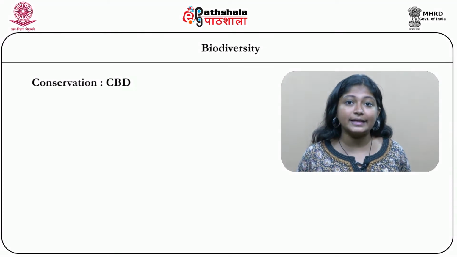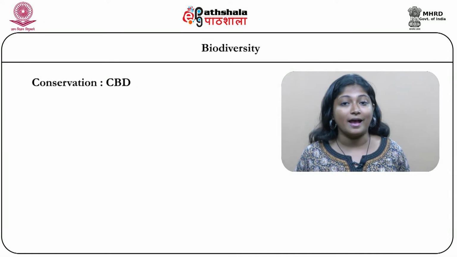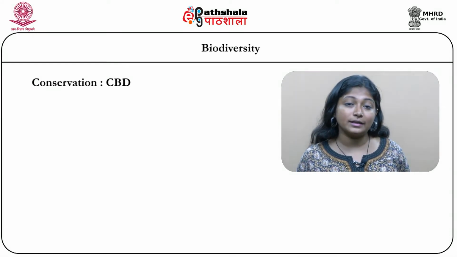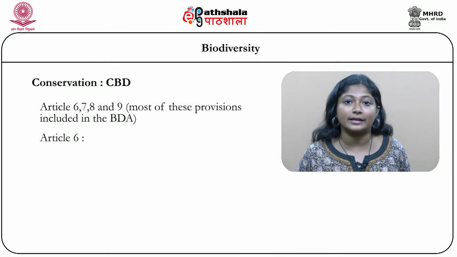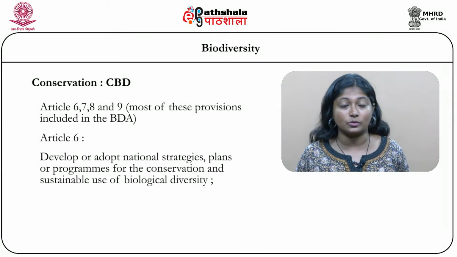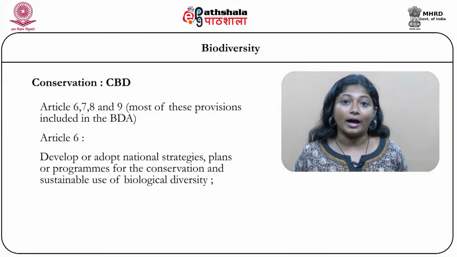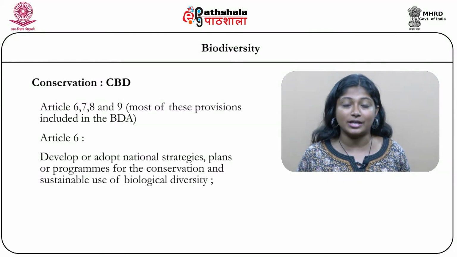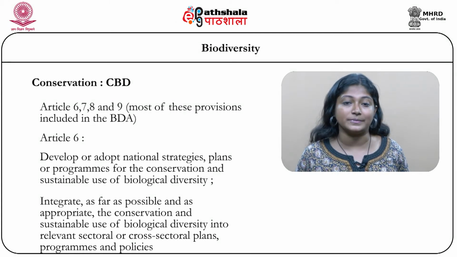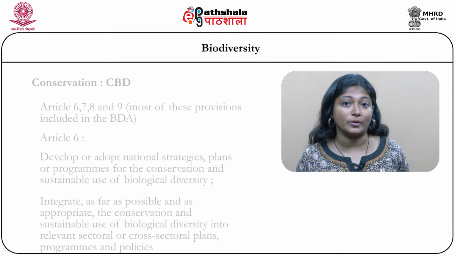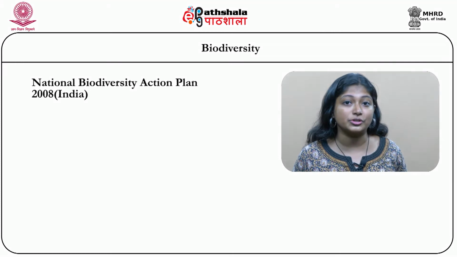In the CBD, let's see in which provisions conservation and sustainable use have found their place. Articles 6, 7, 8, 9 and 10 of the CBD directly deal with conservation and sustainable use of biodiversity. Article 6 is a very general provision. It says that the states who are parties to this convention have an obligation to develop national strategies, national action plans and programs for conservation and sustainable use, and they also have an obligation to integrate these concepts of conservation and sustainable use into already existing policies, regulations, programs and plans. So this is what Article 6 is all about, and let's see how India has responded to this Convention on Biological Diversity.